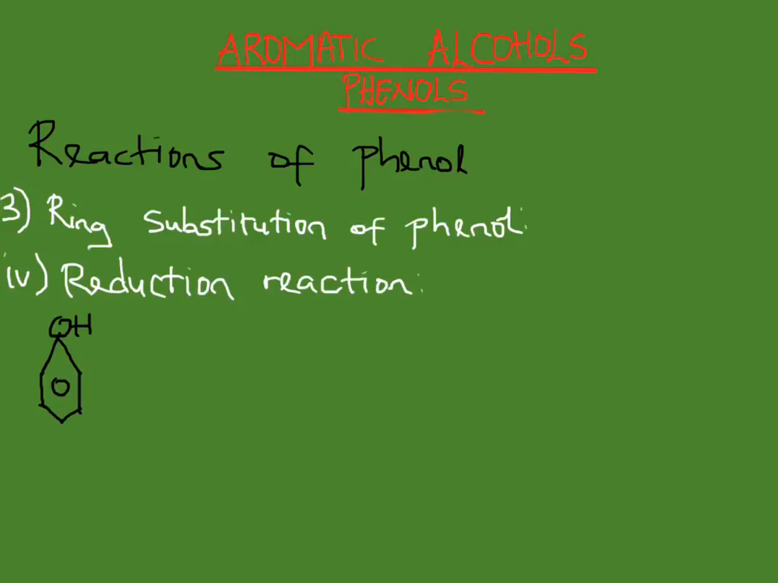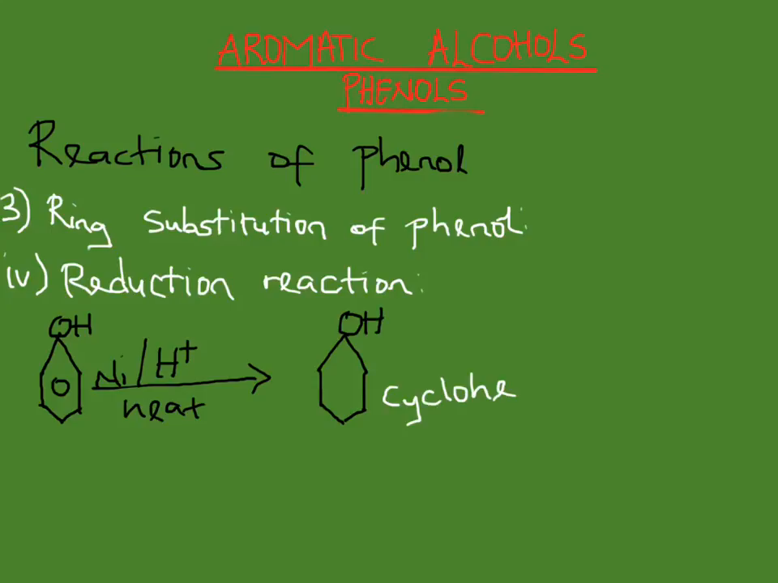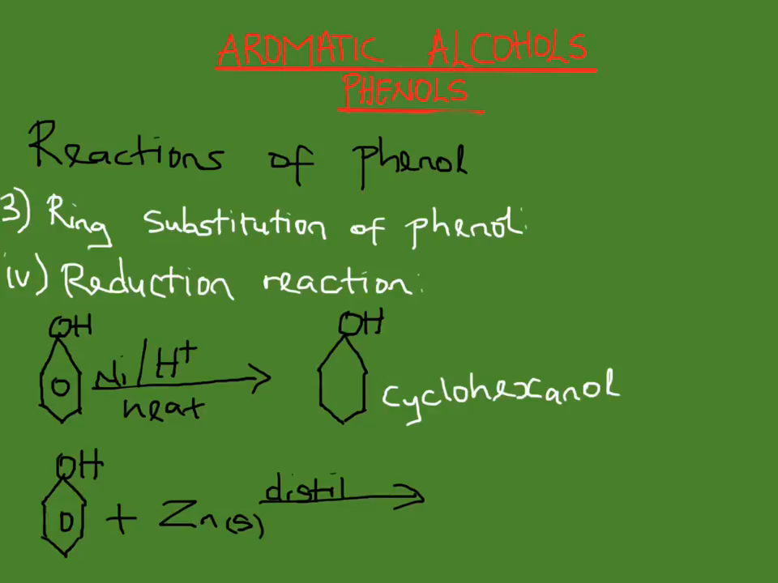Phenol can be reduced. That is the fourth reaction of phenol, the reduction reaction. How can phenol be reduced? Phenol can be reduced to cyclohexanol using nickel as catalyst. Like the first reaction we see there, phenol in the presence of nickel catalyst and hydrogen, in the presence of heat, is going to give us cyclohexanol.